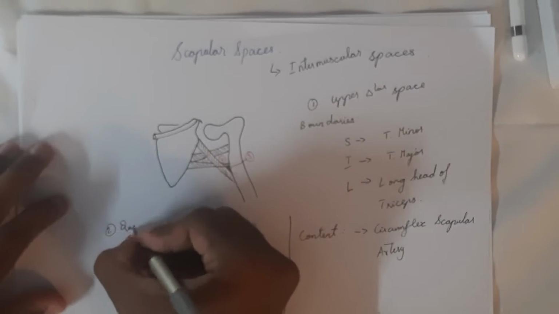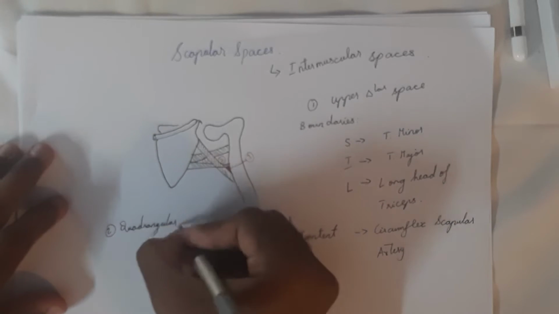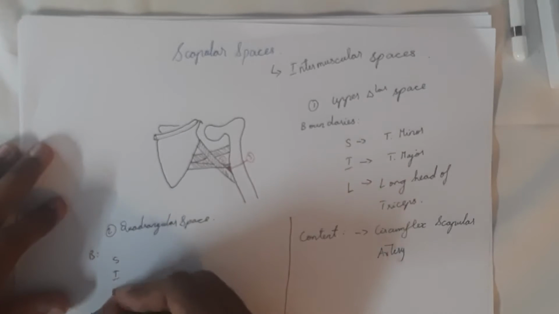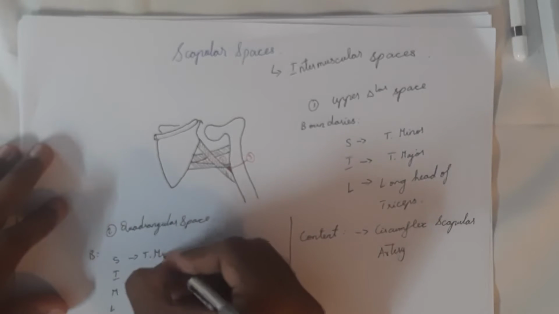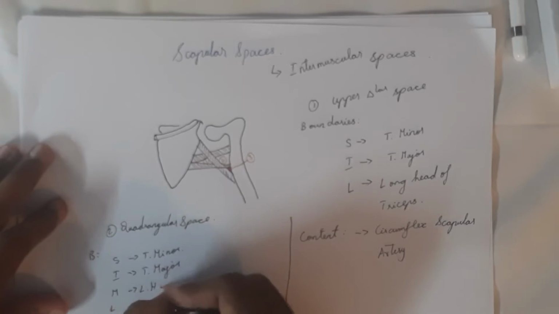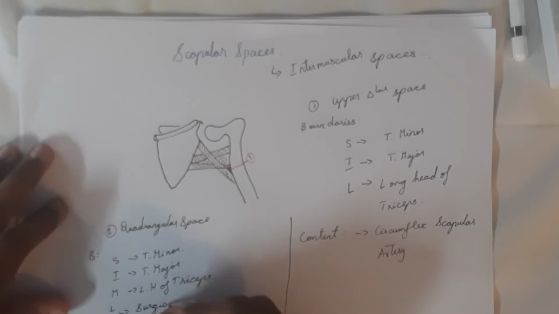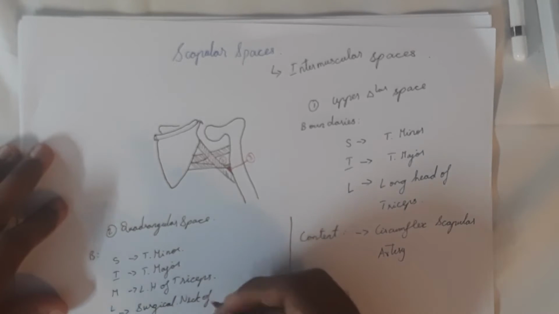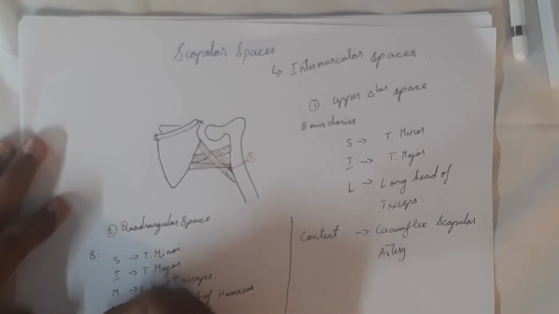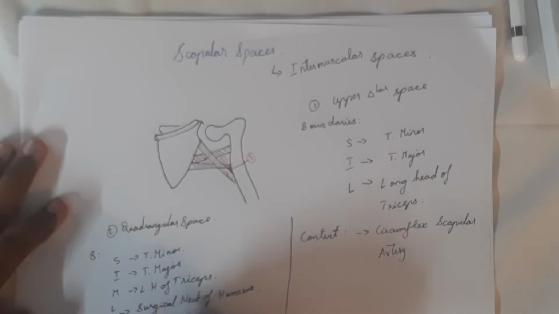And now the quadrangular space. It has four boundaries: the superior, inferior, medial and the lateral. Superior will be teres minor, inferior will be teres major, medial will be long head of triceps, and the lateral one will be the surgical neck of humerus. And then the contents are the axillary nerve and then the posterior circumflex humeral artery.